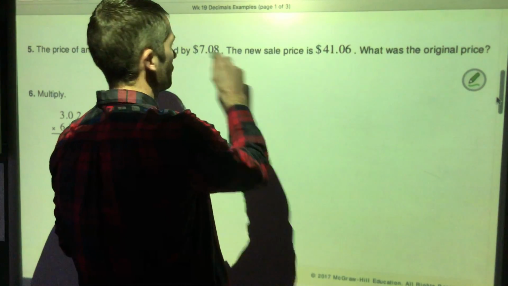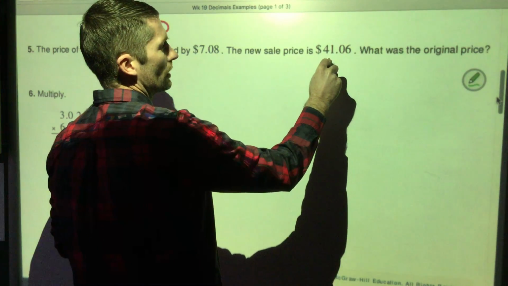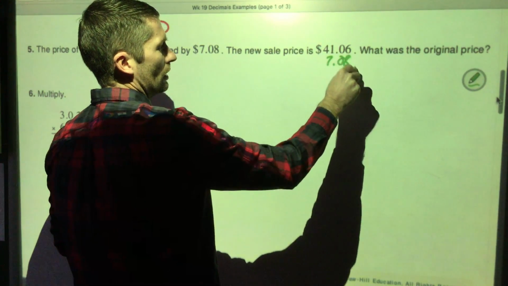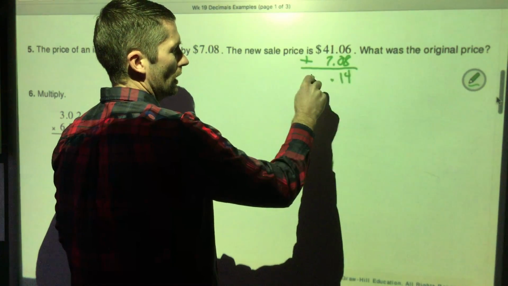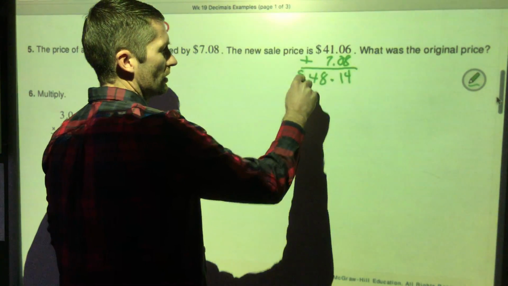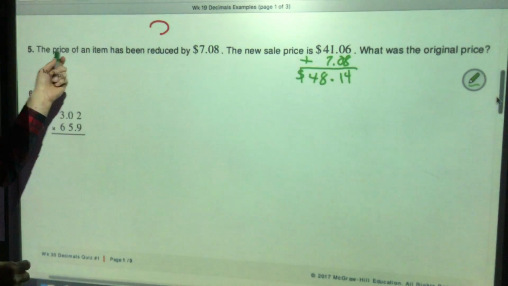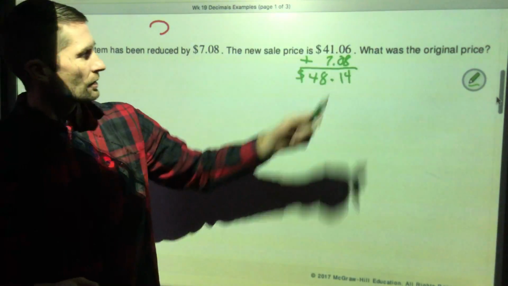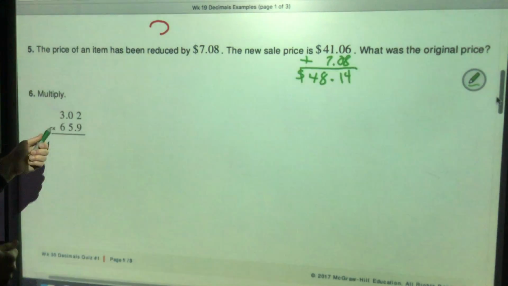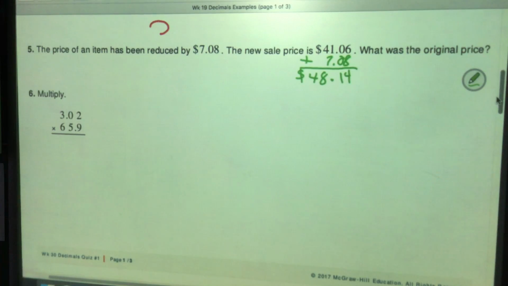So let's line up our decimals vertically. I'm just going to do it right here on what's already written. Bring the decimal straight down. Add them up, $48.14. Make sure that makes sense. The price of an item has been reduced, so it was that. It's been reduced that much, and now it's that. Makes sense.